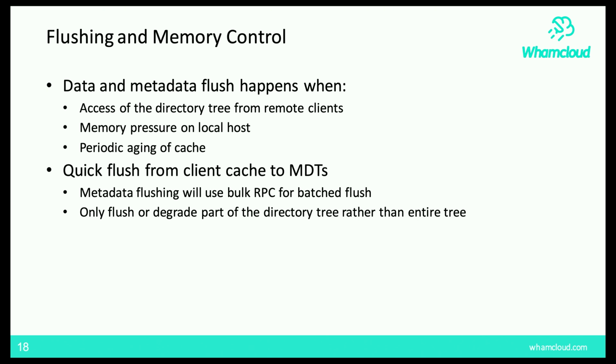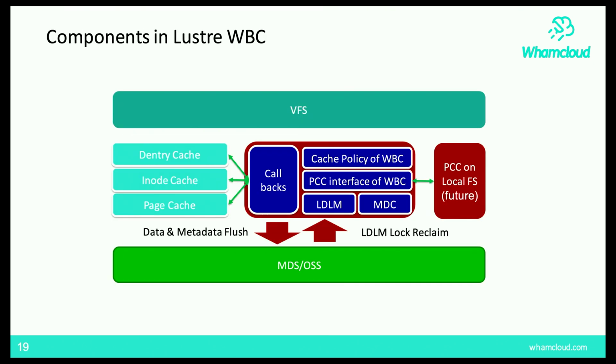We have mostly figured out flushing and memory control. The metadata flush would happen either when there's a conflicting access from a different client, or when there's memory pressure on the local host and we couldn't contain all the cache anymore, or when the data has been sitting in the cache for too long and it's time to flush it, so that should something happen, it's actually persistent. And we could do the quick flushing using bulk RPCs and so on.